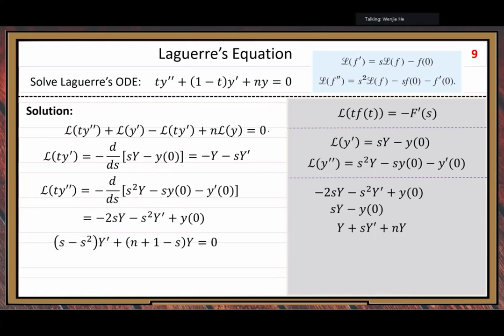So here you can see, this case is slightly different from our previous examples. In our previous examples, after we apply Laplace transform, we have an algebraic equation, right? But this one, after we apply Laplace transform, we still have an ODE. But it's a simpler ODE. The order is reduced. The original equation is second order, but now after we apply Laplace transform, it becomes a first order ODE.